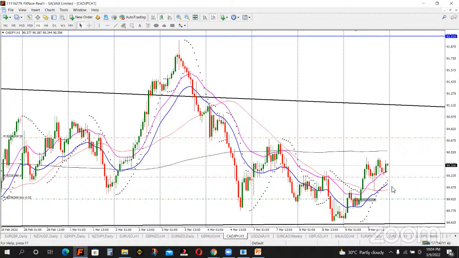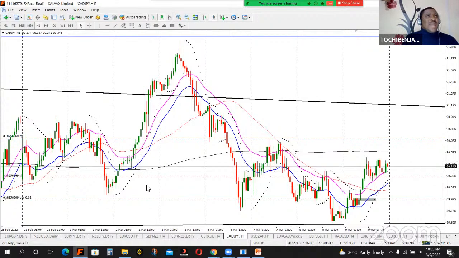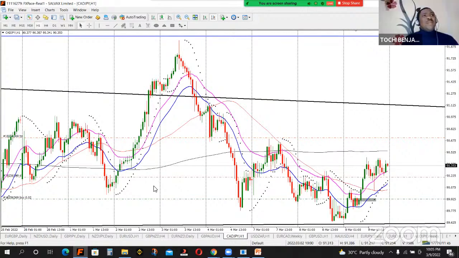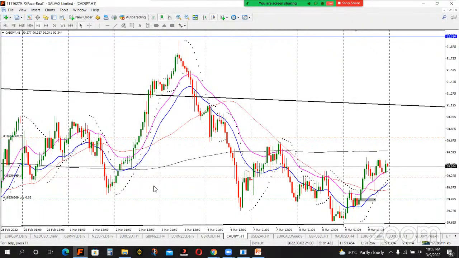Sir, but I thought they said the stop loss should be below your entry if you are buying. That is when you have just entered the market. Okay. If you have entered the market and the market starts giving you profit, for you to lock your profit, your stop loss should be above your entry. Sir, please, I'm confused.